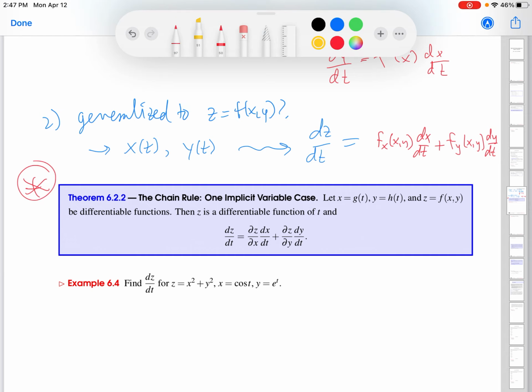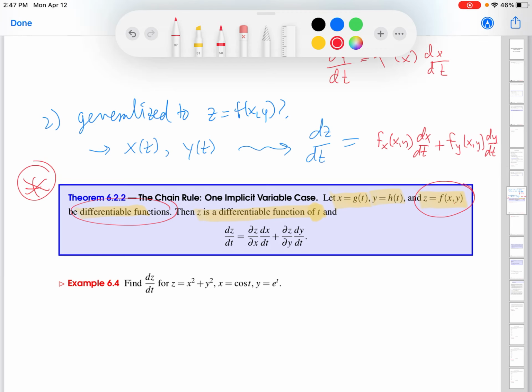So let's read through this. Suppose x is a function of t, g of t, y is a function of t, h of t, and that z equals f of x, y is differentiable. We're assuming that all of them are differentiable. Great, now we know one way to check if a two-variable function is differentiable. Awesome. Then the conclusion of this theorem is that z is a differentiable function of t.